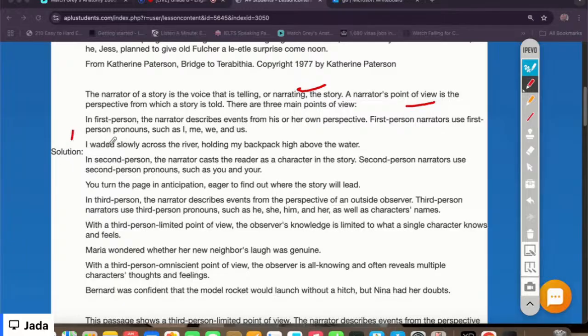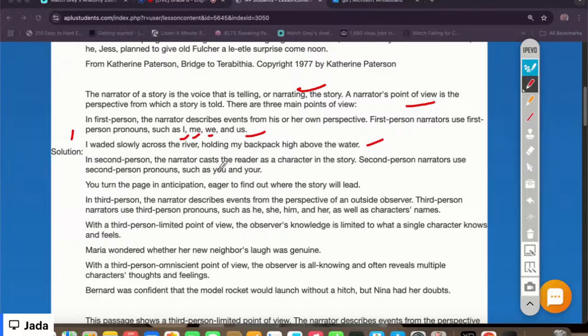Now, in the first person, the narrator describes events from his or her own perspective. So a first person narrator uses first person pronouns like I, me, we, and us. So this is the first person narrative. Okay, so that's how he narrates the story or tells something. So, I wandered slowly across the river, holding my backpack high above the water. As you can see, it says I.